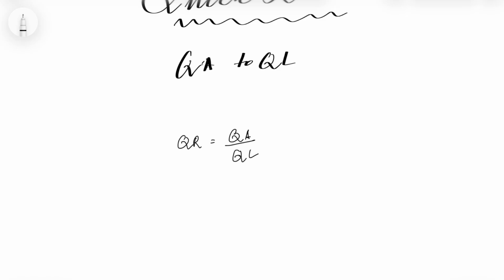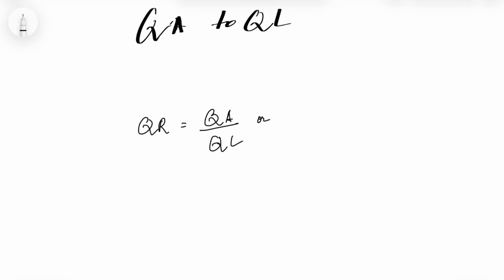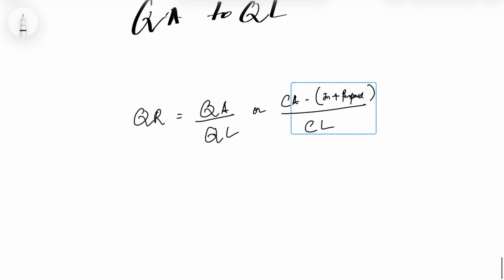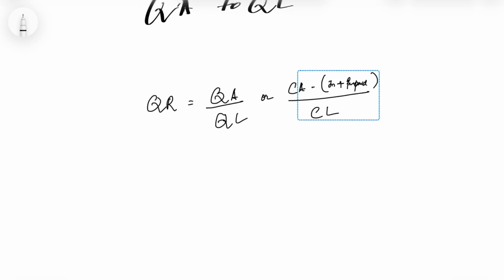In formula one, that is current assets minus inventory minus prepaid expenses, divided by current liability. So current assets minus inventory minus prepaid expenses. Sorry, bracket plus. So this is the quick ratio, simple.